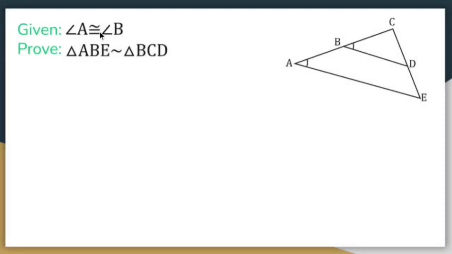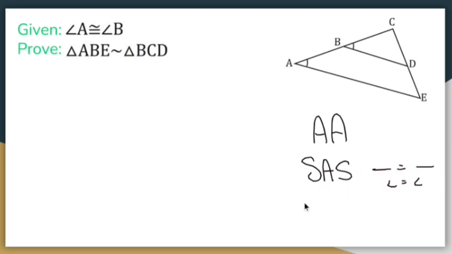Given angle A is congruent to angle B, I need to prove that ABE is similar to BCD. Similar is a lot friendlier than congruent. I have 3 main theorems that I can use. If I could show 2 angles are congruent, I'm done. If I could show that 2 sides are proportional, so that side over that side is equal to that side over that side, and if I show that 2 angles are congruent, I'm done. Or I could show that that side over that side equals that side over that side equals that side over that side, and then I'm done.